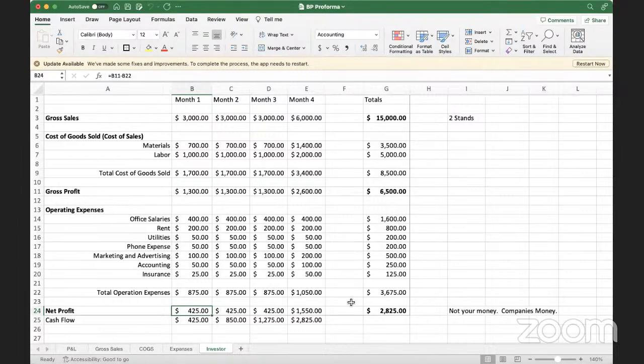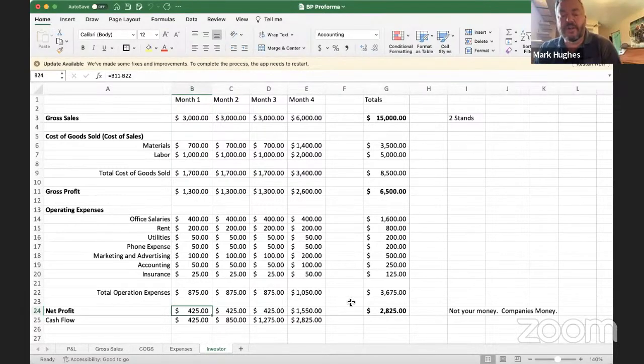So an investor would look at that. If you don't, an investor would look at it and say, this is just part of your life.